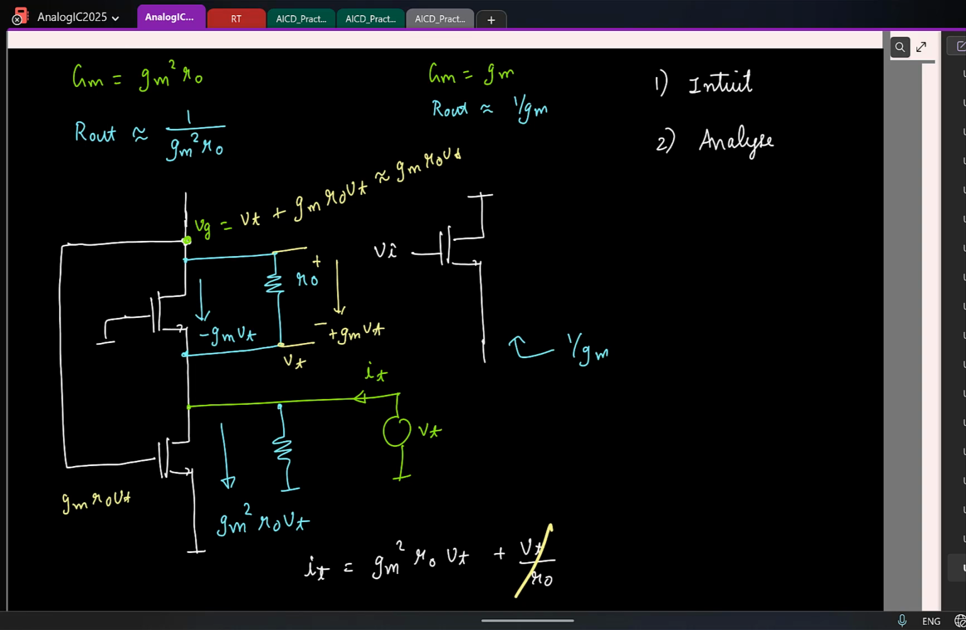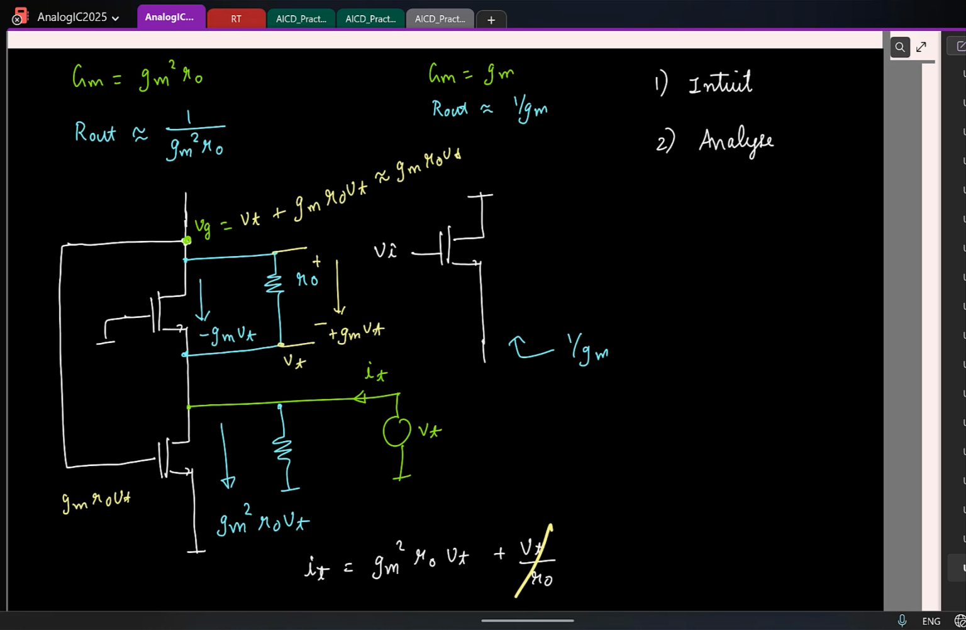So what is the main difference here? Can I say both are the same, or is there something different in this? R out is? Yeah. So is it good or bad? Why? We remember the functionality already, we know. What is the functionality of both the circuits?